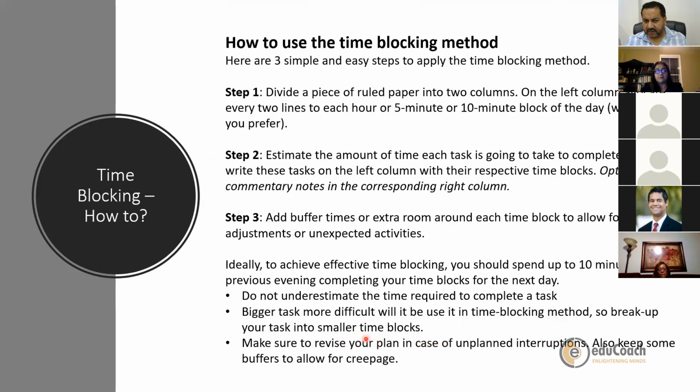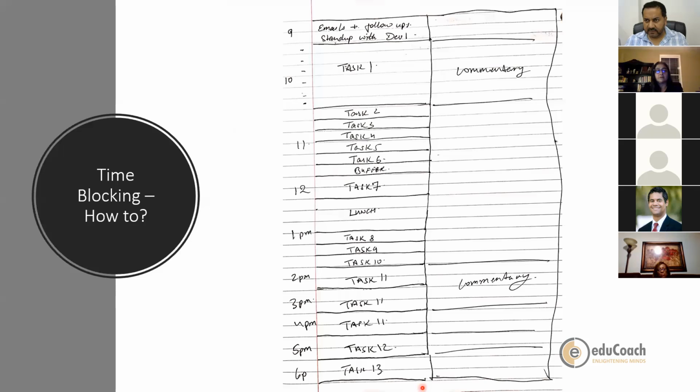This is again an example of Scrum and Agile. So break your task into smaller time blocks. Make sure to revise your plan in case of unplanned interruption and keep buffers to allow for creepages. So this was a short example of how time blocking can be used in your personal and professional life.